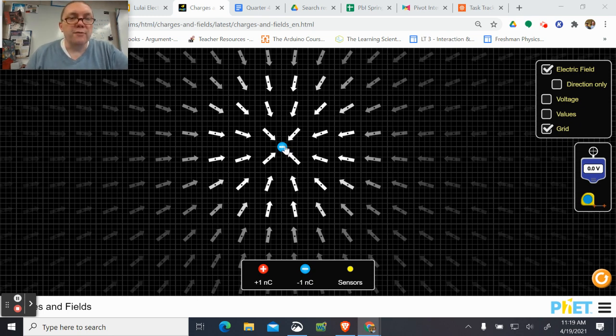So now, if this negative charge is here, and these arrows show us the direction that an object would get pushed or pulled, we get the sense that the field is strong here.